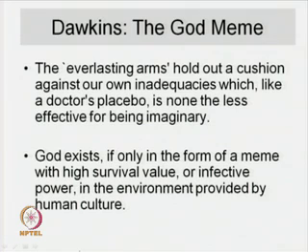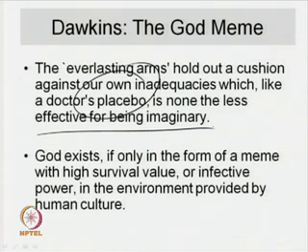And then in typical Dawkins style, this is how he argues against the existence of God. He says this: the everlasting arms, obviously referring to God. God is shown as somebody who will embrace us after our death into his everlasting arms. The everlasting arms hold out a cushion against our own inadequacies, like a doctor's placebo, which is nonetheless effective for being imaginary. Look at this very carefully. He says that the idea that there is a God who will always protect us is like a safety cushion. It's a cushion that protects us from our own inadequacies.